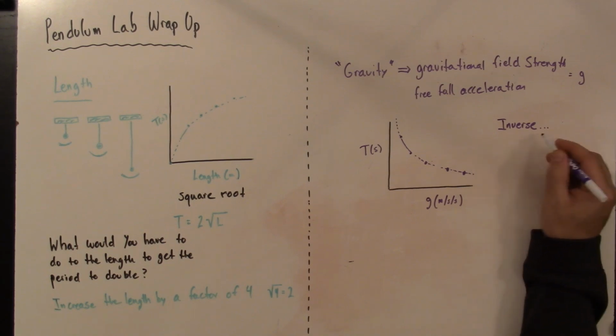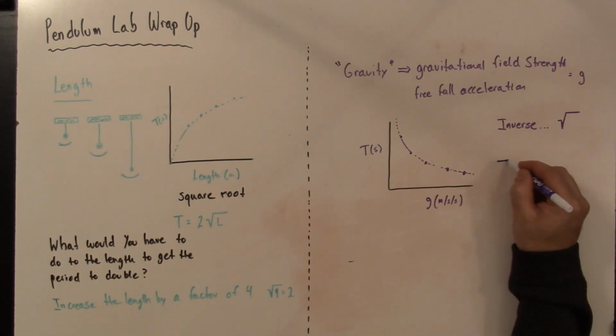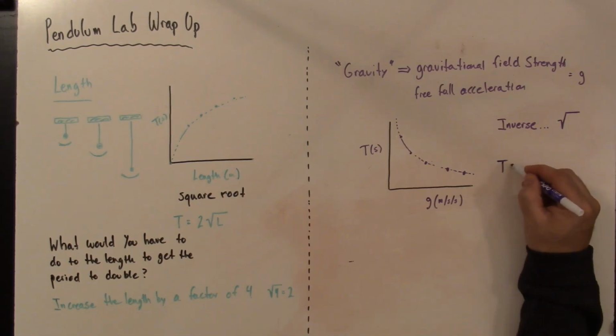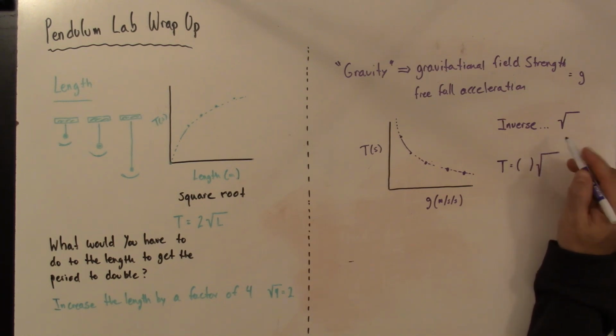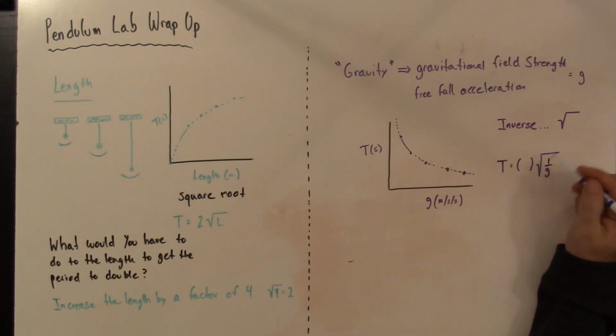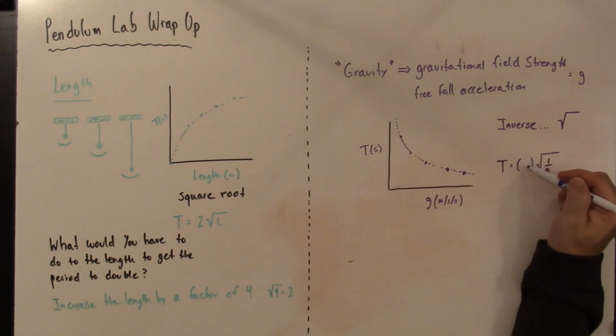It's actually inverse square root. And so T was equal to, now I don't actually know the number on this one, I should check, hold on. So some coefficient times the square root of 1 over g. This coefficient here depends on the length of the pendulum you are using. So a different length would give you a different coefficient.